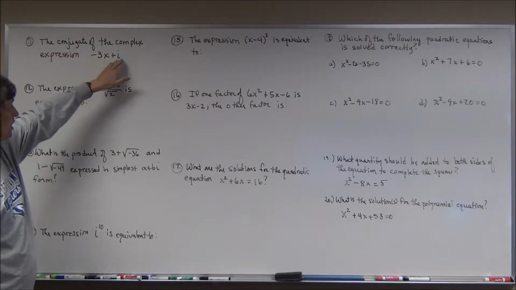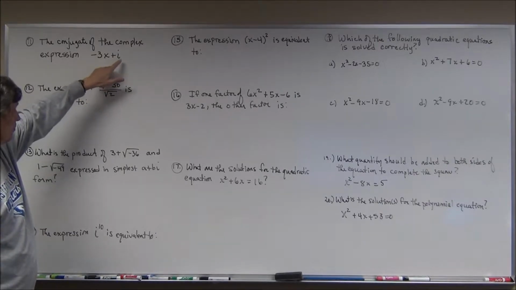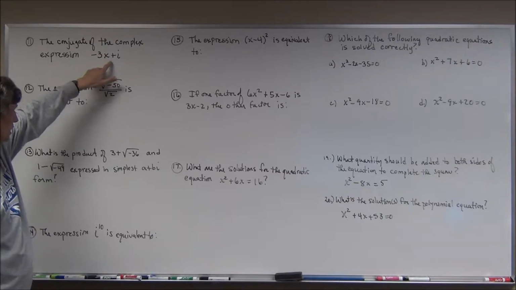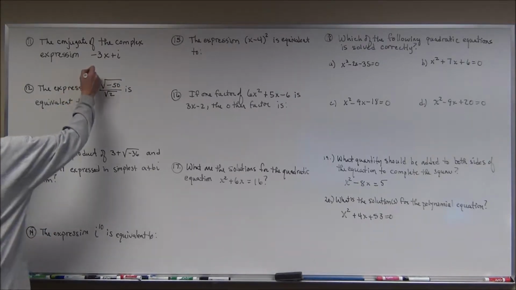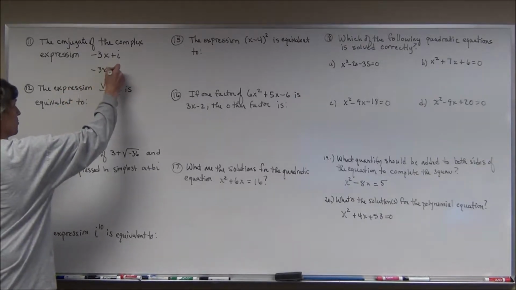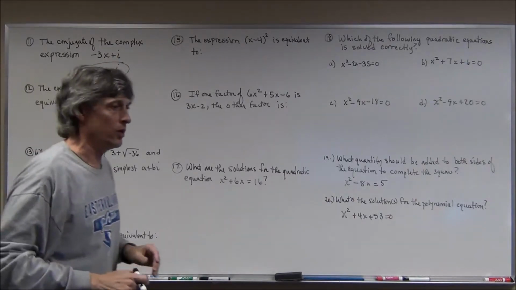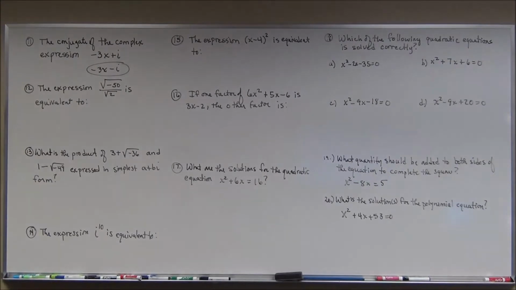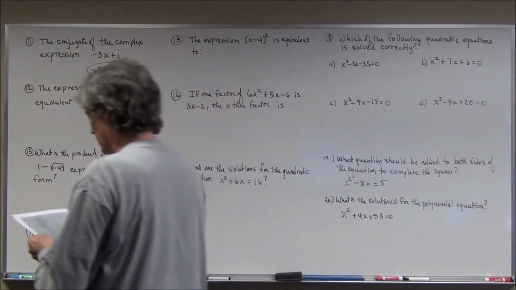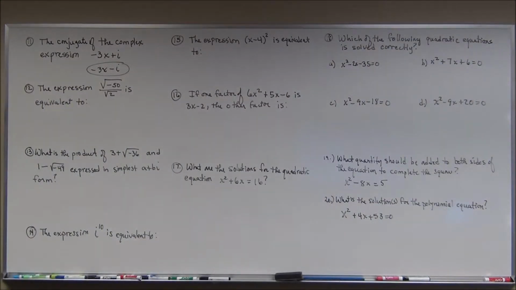We leave a the same, we leave i the same, and b the same I should say, but we change the sign in the middle. So this becomes negative 3x minus i. I don't have my paper in front of me. Shame on me. Let's see, it would help if I was organized. Trying to get to that, and there it is. That would be answer A.